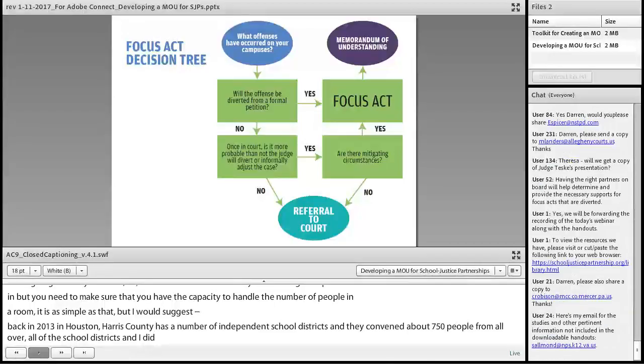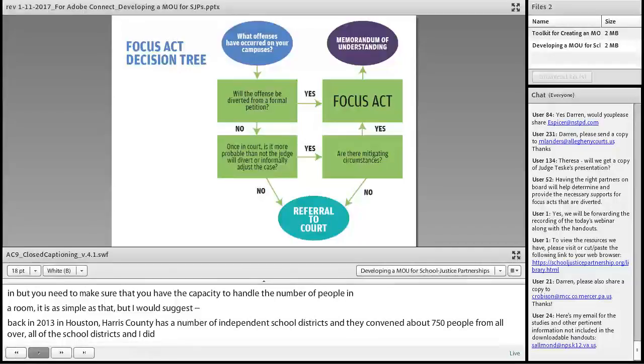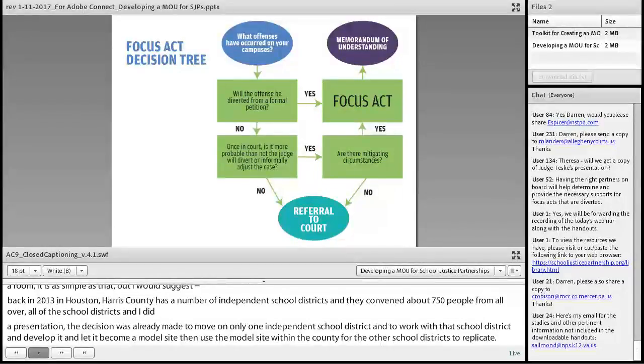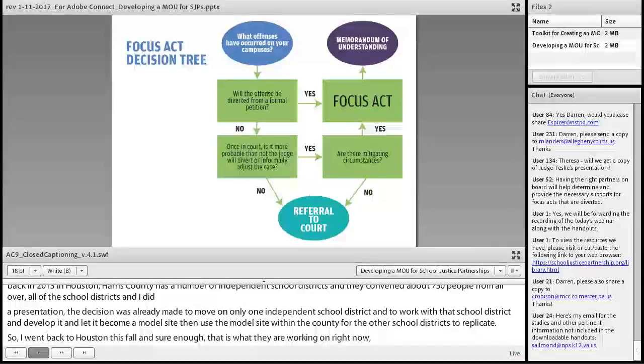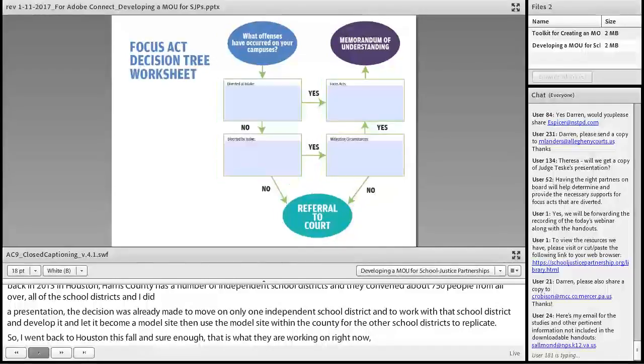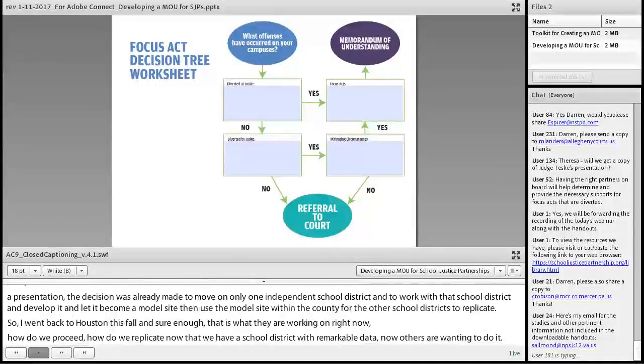And so I went back to Houston this fall, and sure enough, that's what they're working on right now. They said, Judge Tuske, how do we proceed now in replicating, now that we have the school district that has this remarkable data, and others are now wanting to do it? And sometimes you'll have school districts that just don't want to do it. But later on, when these outcomes are shown, wow, now they're knocking on your door.